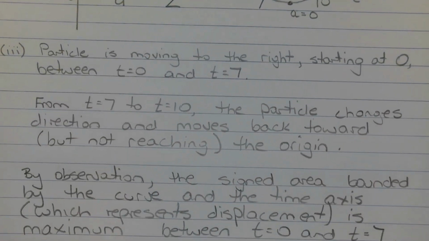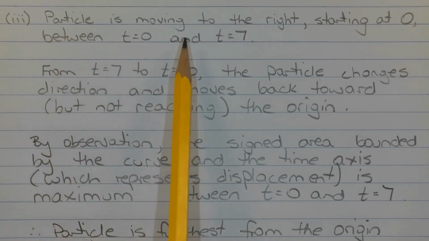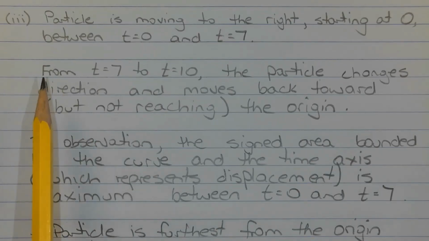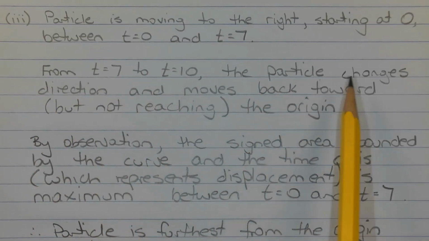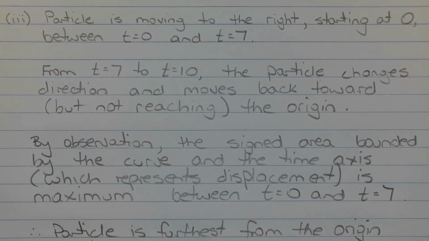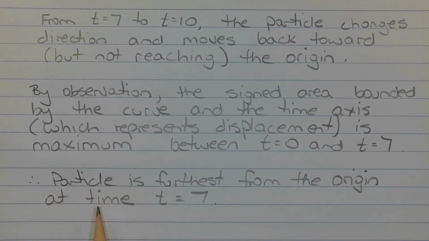So here is the explanation. We'll go through this. The particle is moving to the right, starting at O, between t equals 0 and t equals 7. Now from t equals 7 to t equals 10, the particle changes direction and moves back toward, but not reaching, the origin. Now by observation, the signed area bounded by the curve and the time axis, which represents the displacement of the particle, is maximum between t equals 0 and t equals 7. Therefore, the particle is furthest from the origin at time t equals 7.